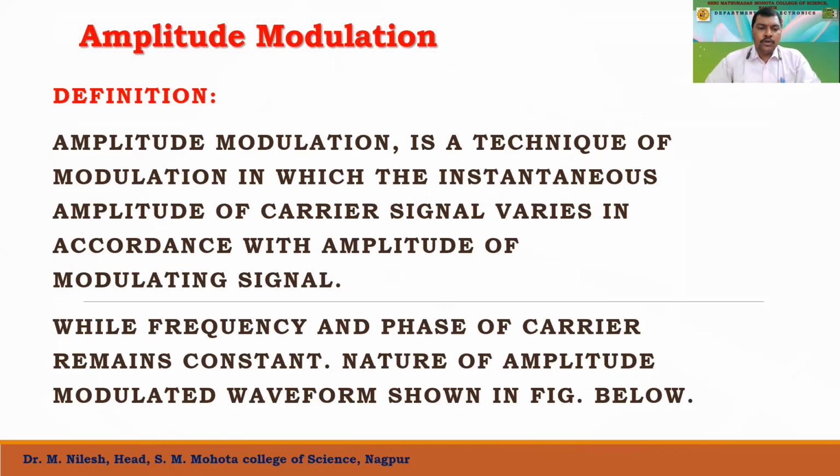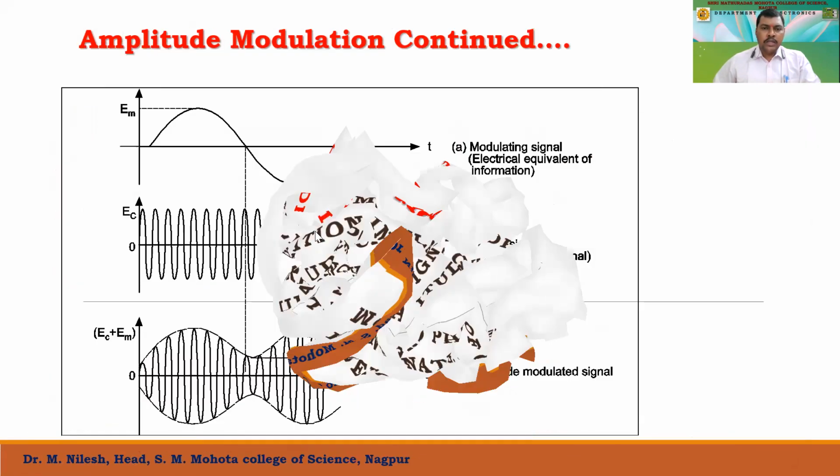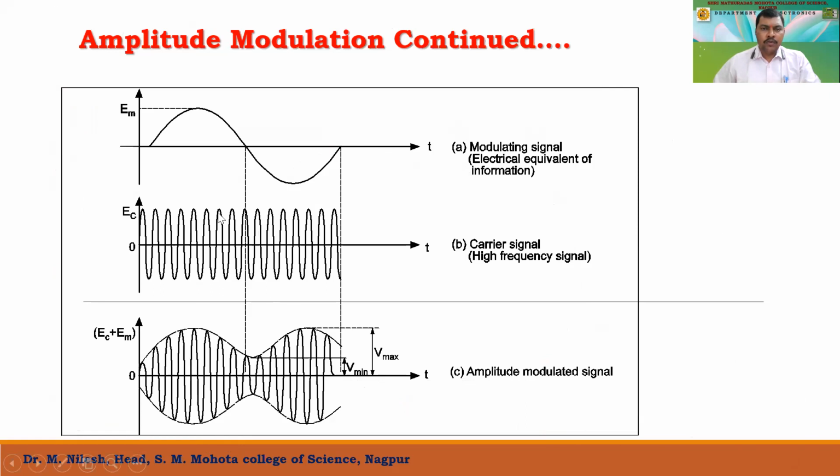The nature of the amplitude modulated waveform is shown below, so we will be showing you that. This is the basic definition we have studied, and we need to keep the frequency and phase of the carrier wave constant. So this was the equation, and these were actually the waveforms that we have shown you in the animation.